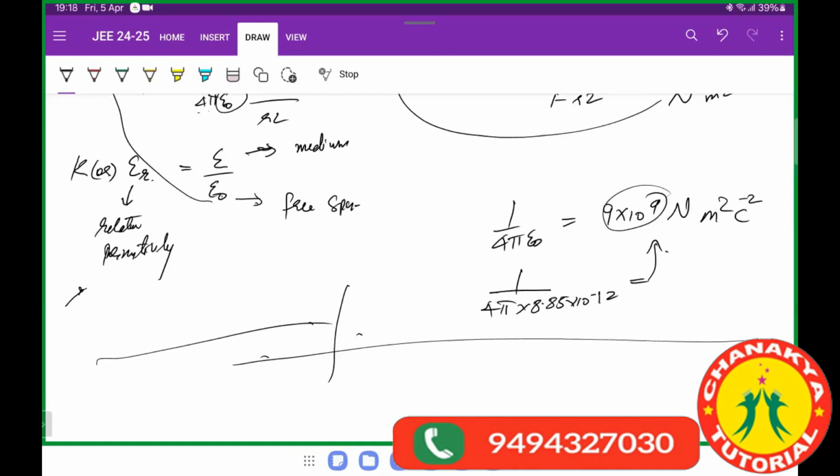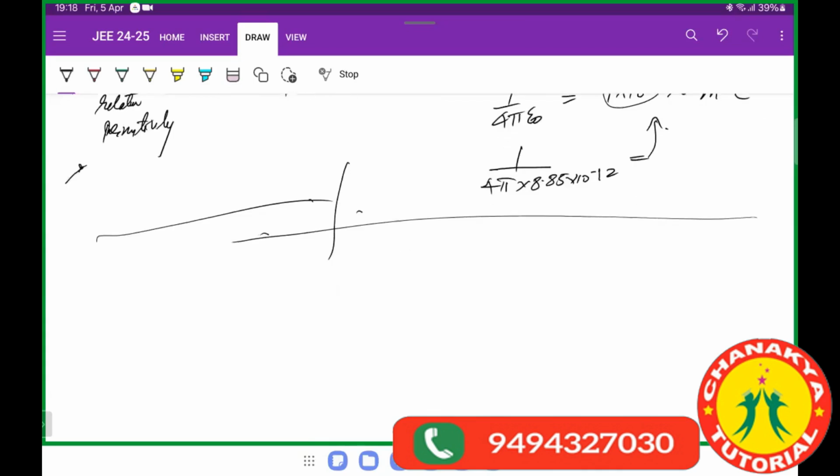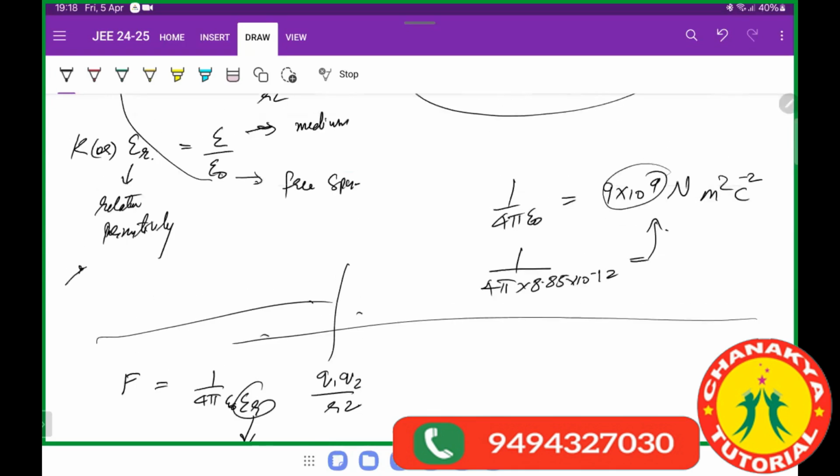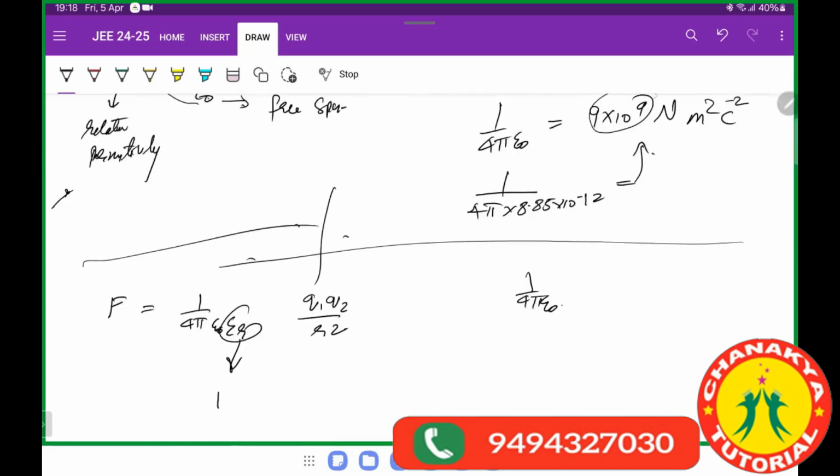Okay, so let's go for the next thing. Force. This can be expressed like this also: 1 by 4 pi epsilon naught epsilon r into q1 q2 by r square. Now epsilon r for free space is 1. That is why we have the formula as K q1 q2 by r square, with K as 1 by 4 pi epsilon naught.